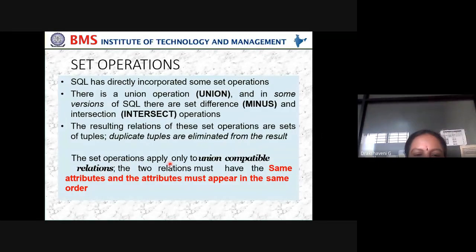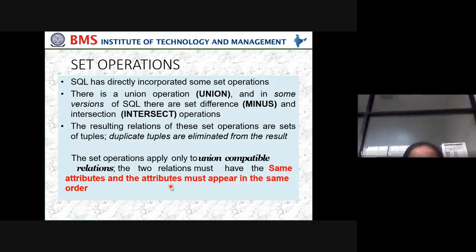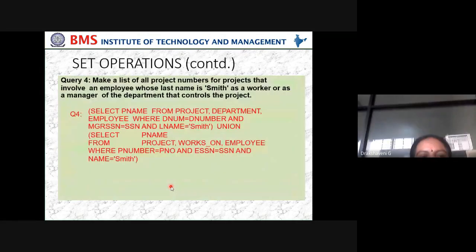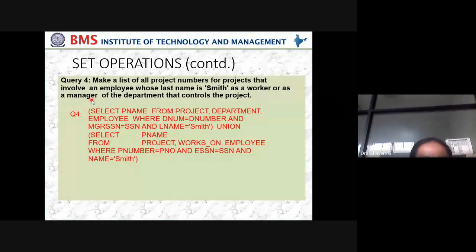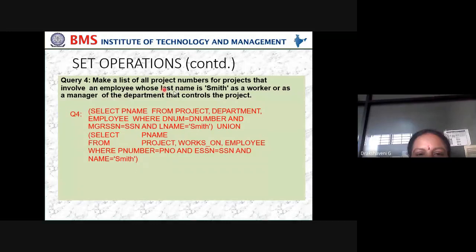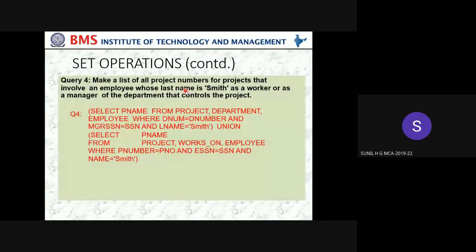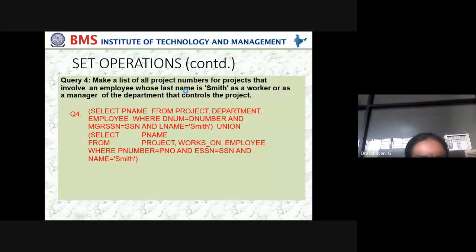The set operations apply only to union compatible relations. The two relations must have the same attributes and the attributes must appear in the same order. So then, set operations: make a list of all project numbers for projects that involve an employee whose last name is Smith.